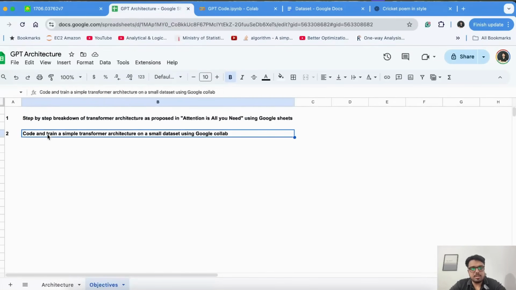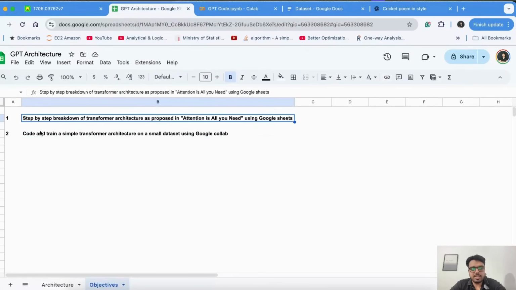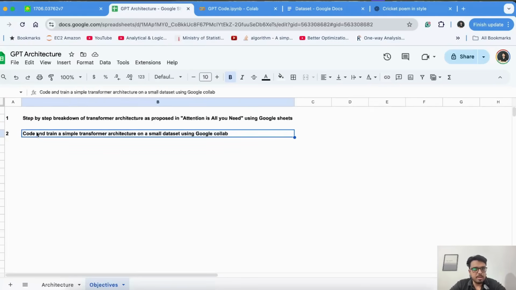And again, the reason that I'm using Google Sheets and coding it up on Google Colab is to ensure that this is more of a learning format video, and at the end of the video you can take away the Google Colab notebook and try hands-on by training a transformer architecture of your own. So that being said, let's start off with the first part.